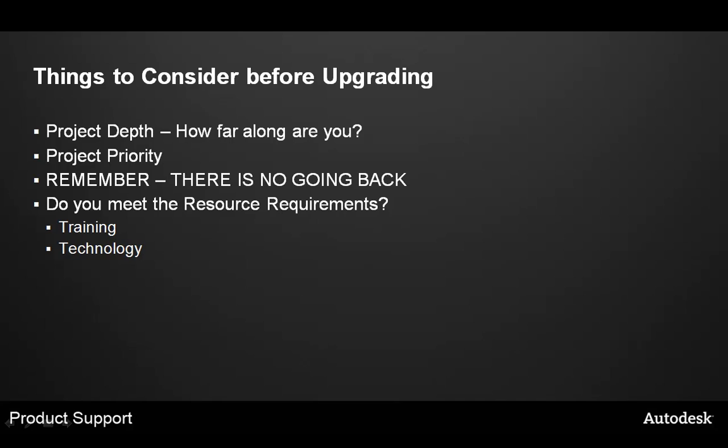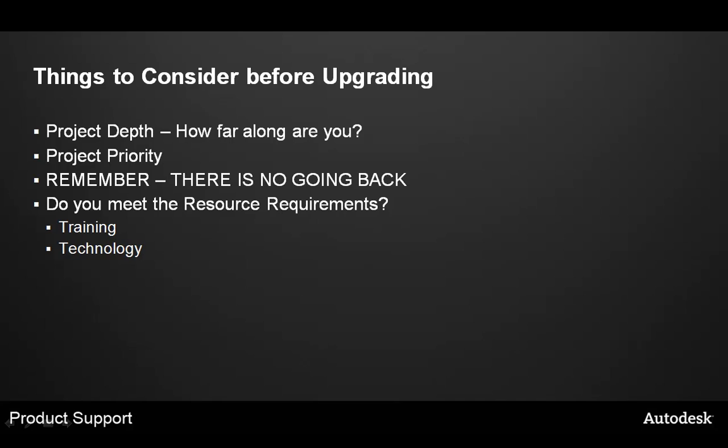It's very important to remember that there is no going back once you've upgraded a project. Projects in Revit Architecture, along with families, are not backwards compatible with previous versions. Once a project is upgraded, it cannot be opened in a previous version. Unlike AutoCAD, there is no Save As functionality in the Revit products to save a file in a previous version.